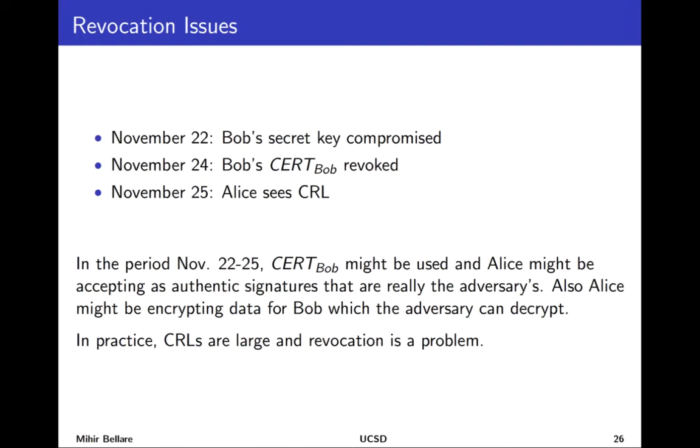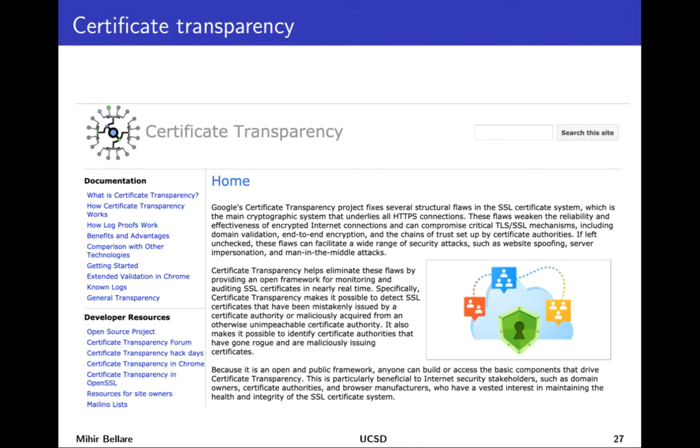She would be accepting as authentic signatures that are really the adversary's, meaning she would think Bob is saying something, but it's not, it's the adversary. Or Alice might encrypt data to Bob, but the adversary can decrypt. So in practice, this is quite a bit of a problem. It's particularly a problem because these CRLs are actually quite large. There's a lot of revocation going on.